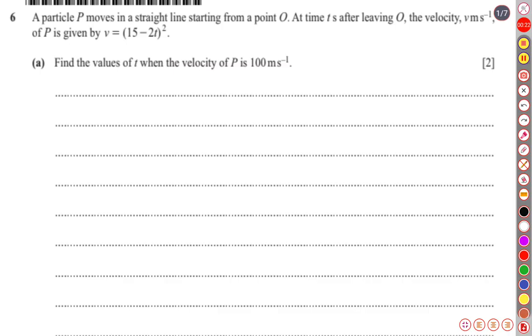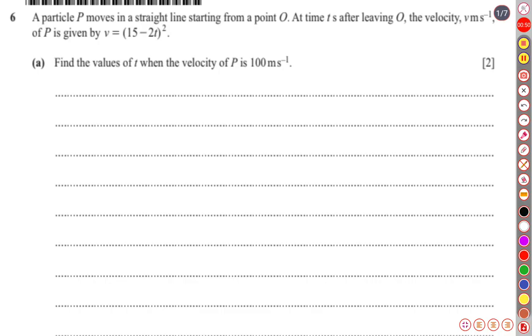A particle P moves in a straight line starting from a point O. At time t seconds after leaving O, the velocity v meter per second of P is given by v is equal to (15 minus 2t) whole squared. Find the values of t when the velocity of P is 100 meter per second. So it's one of the simplest and easiest of all questions.